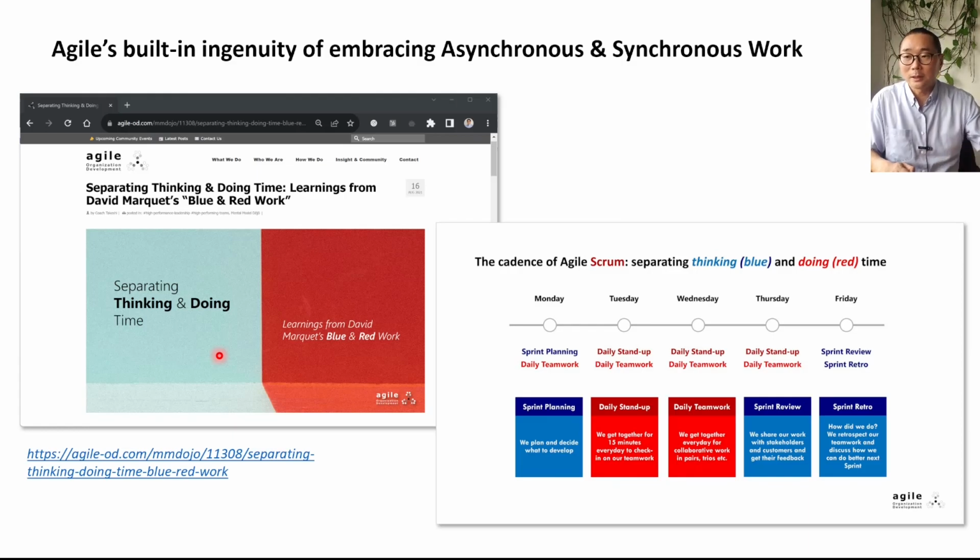In Scrum, we start with thinking time, blue work, with sprint planning, and then concentrate on red work, that is doing time, during the sprint, and then finally come back with thinking time to inspect and reflect on the work with sprint review and retro. In design thinking, we empathize with the user, define the problem, ideate the solution, all generally blue time, before red time with prototyping and testing, and then we go back to thinking time to improve with iteration. Build, measure, learn, repeat.